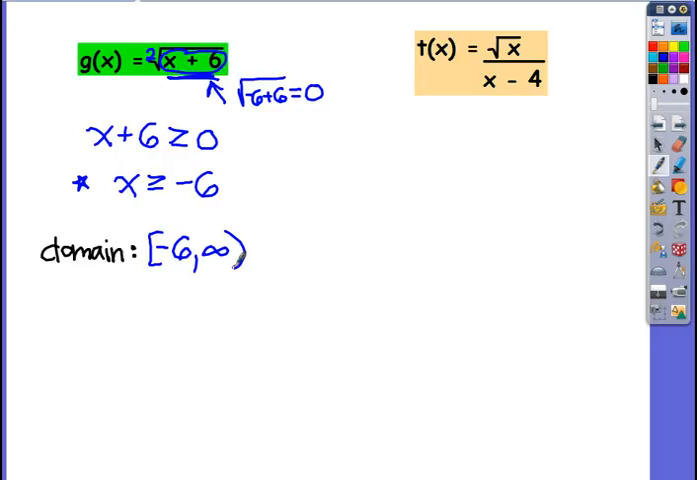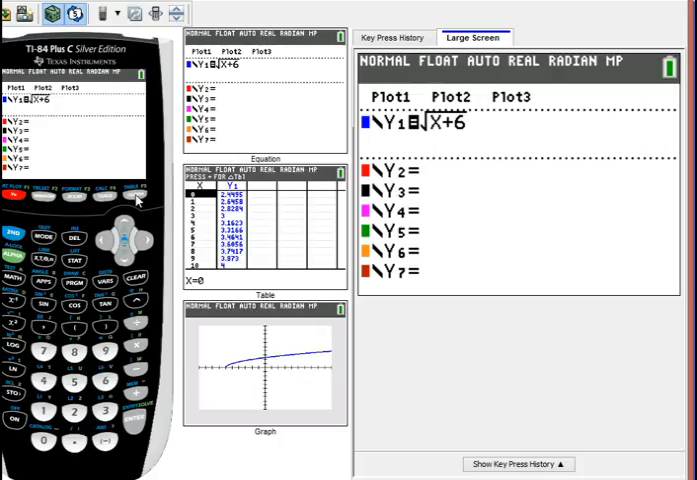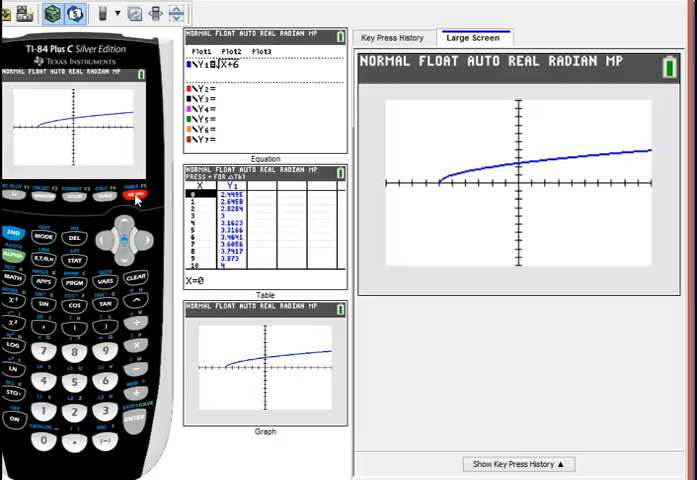If I looked at the graph of this function, can you see how the furthest to the left this graph goes on the x-axis is negative 6? Anywhere beyond that, I'd get a negative under the square root, and I'd get out an imaginary number.